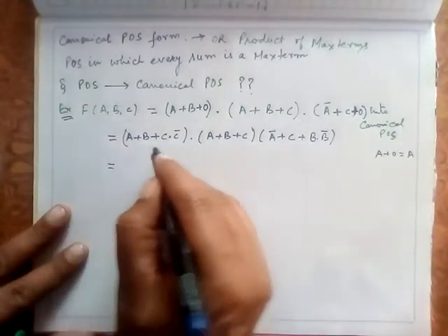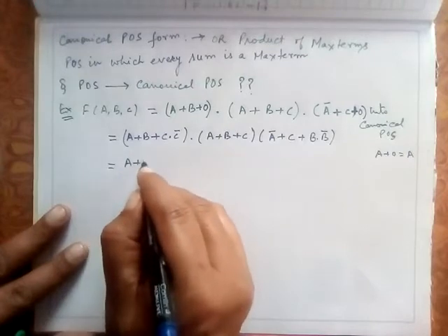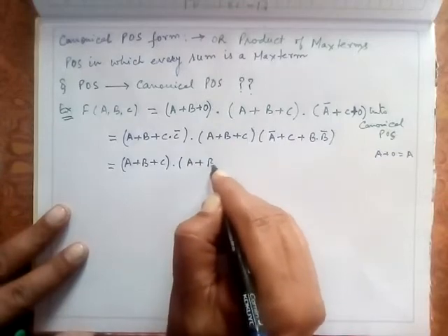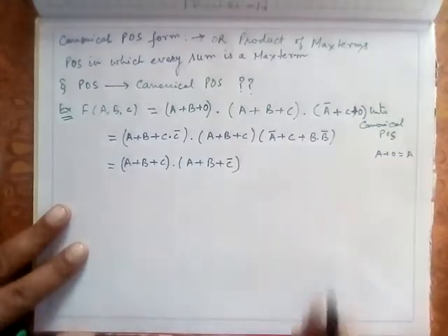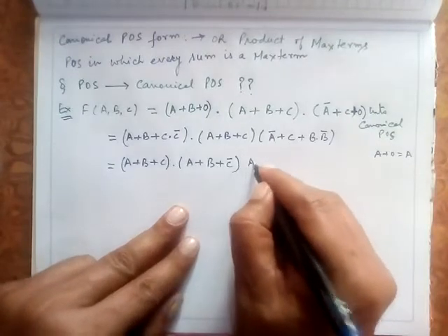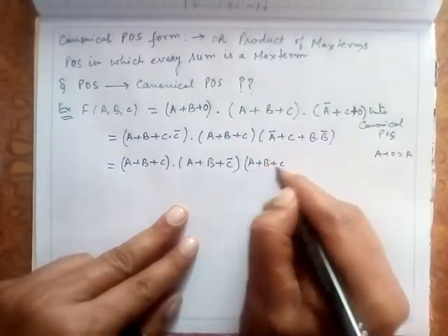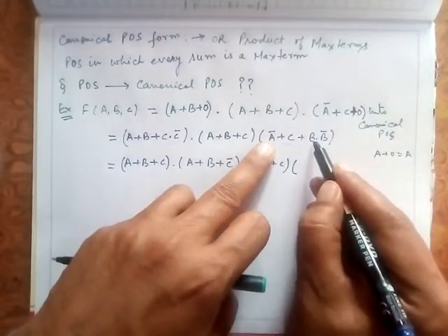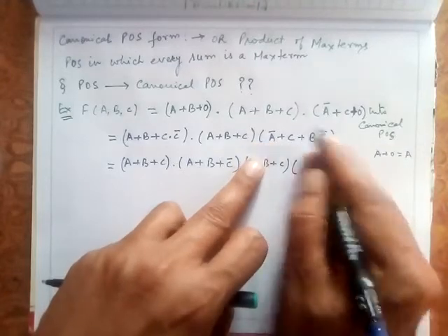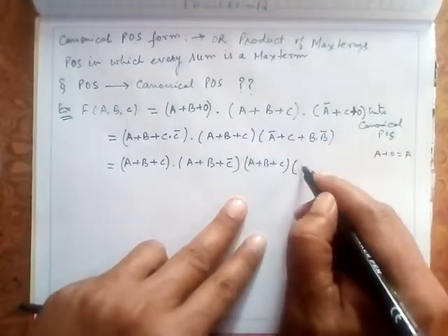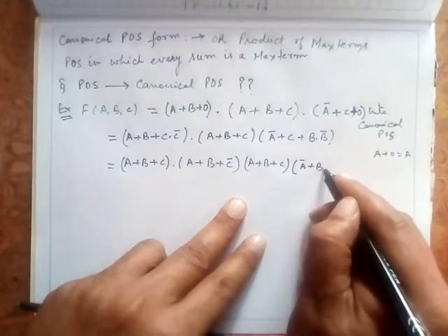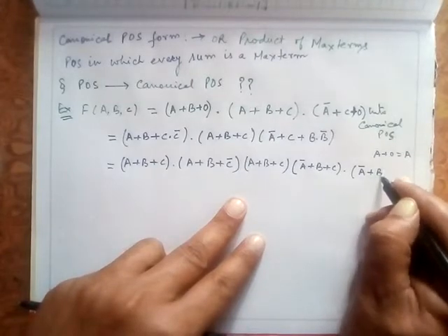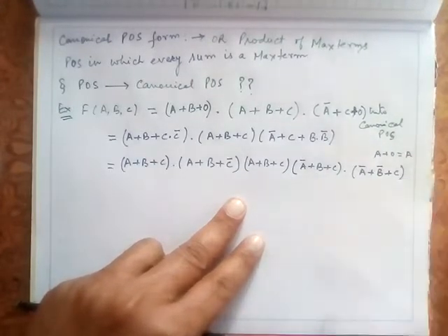Now I can expand this: a plus b plus c dot a plus b plus c bar. I hope this is clear to you. This is already in the form a plus b plus c, no need to touch it. This one, again I am writing it in the form of a, b and c: a bar plus c plus b dot a bar plus c plus b bar. So it is a bar plus b plus c dot a bar plus b bar plus c. I hope that this is clear to you.